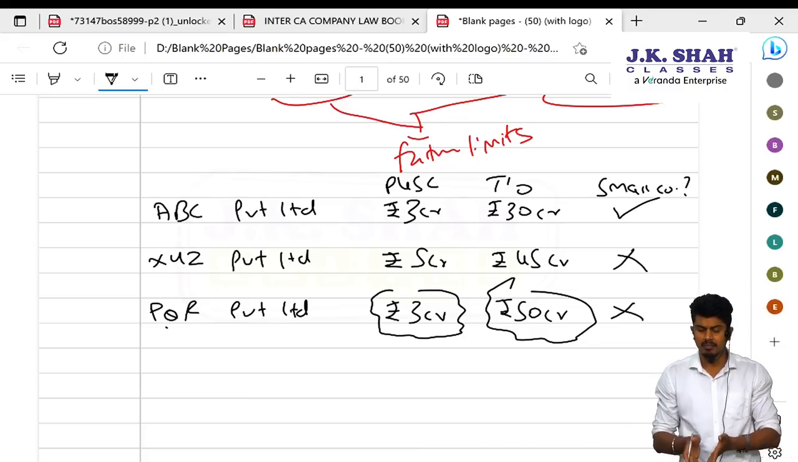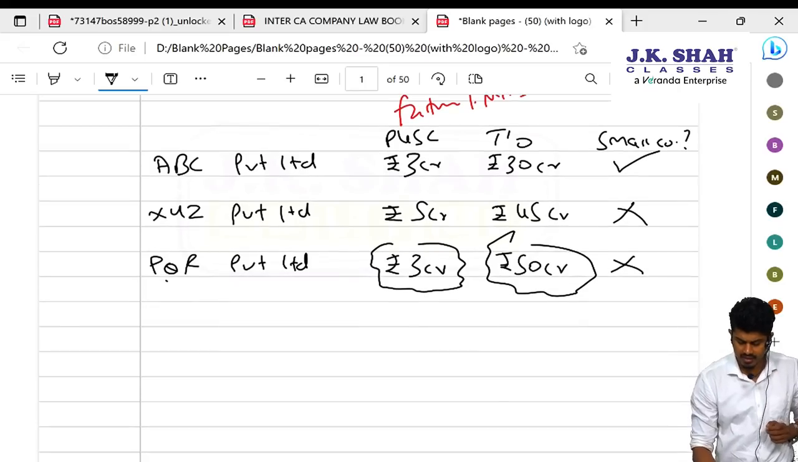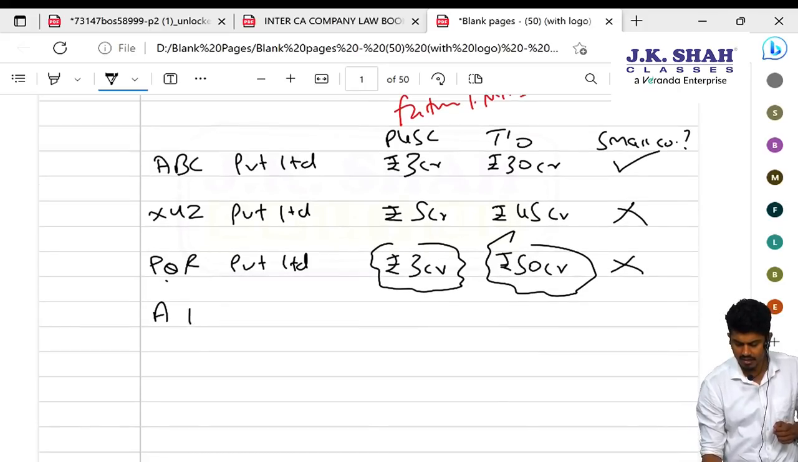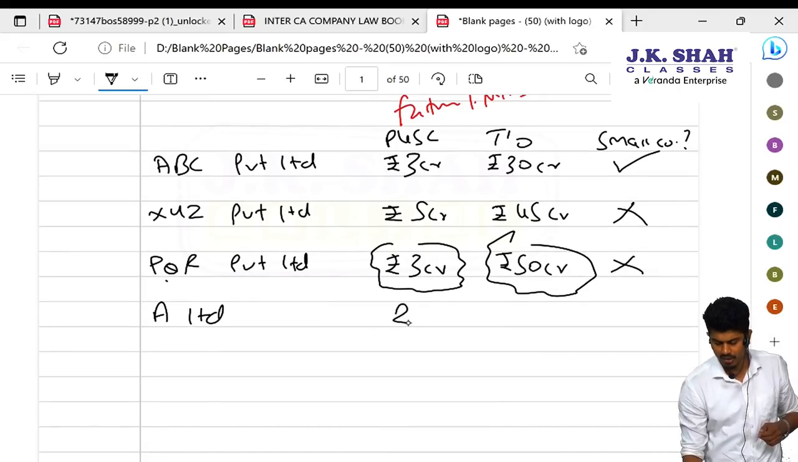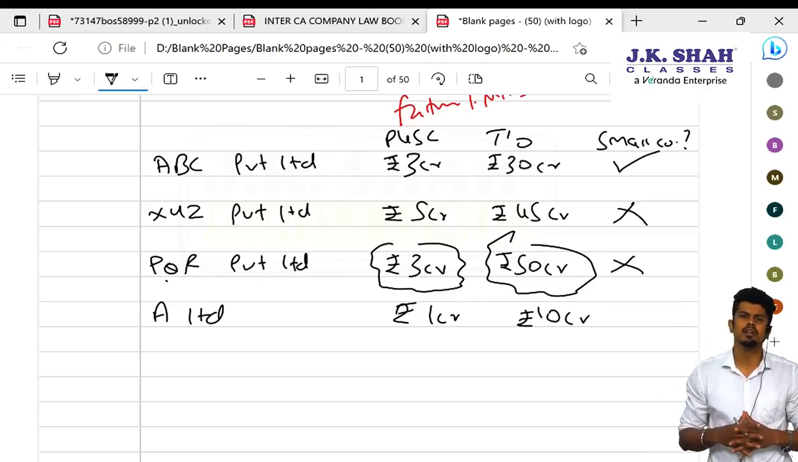And in the given example it is 50 crore. Therefore, it is not a small company. Again, say for example, there is a company called A Limited. It has paid up share capital of 1 crore and turnover of rupees 10 crore. Is it a small company?